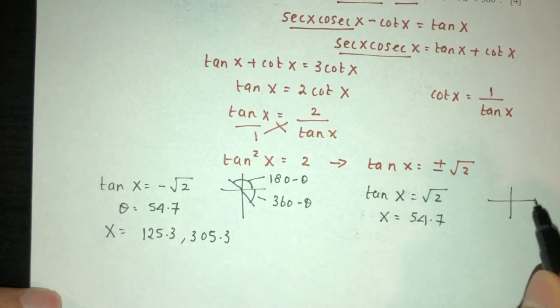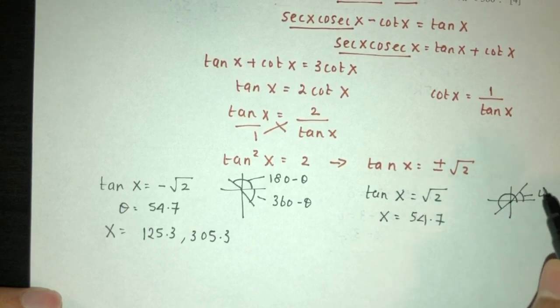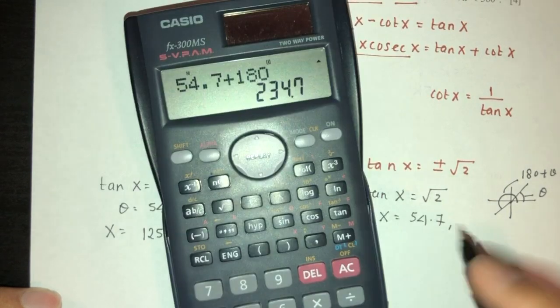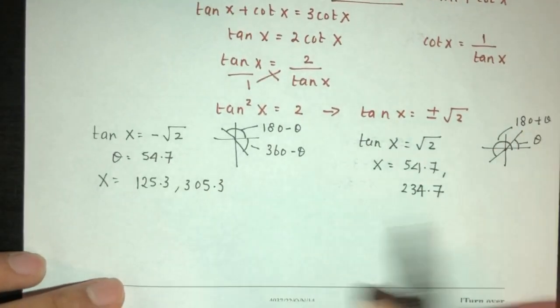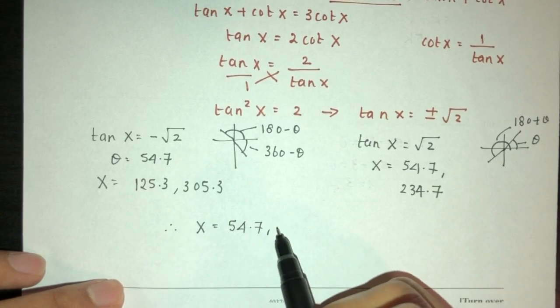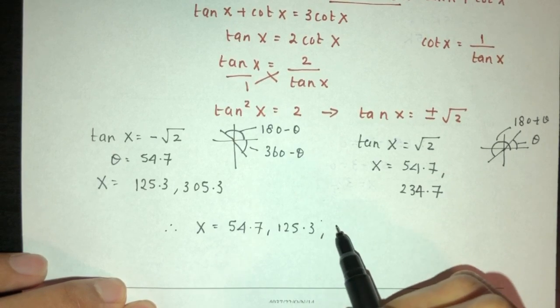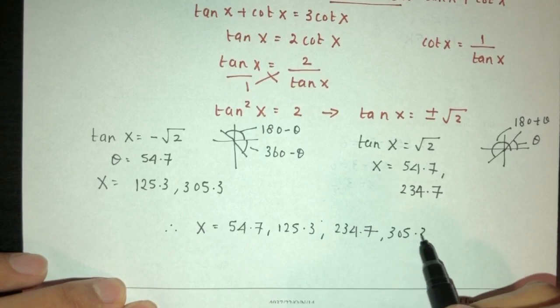So now for positive value of tan, it will be in your first quadrant and in your third quadrant. So first one is just theta, this one will be 180 plus theta, so 54.7 plus 180, that should be 234.7. Now for the value of x, that will be x equal to 54.7, 125.3, then we have 234.7, and finally 305.3. And that is your question number 10.